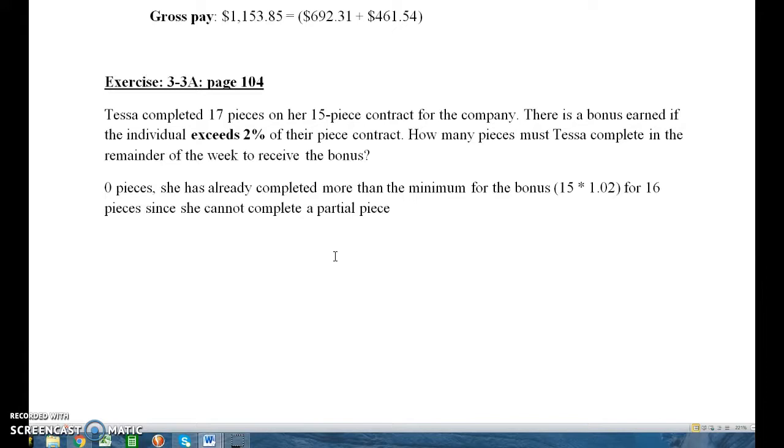Remember, the minimum is 15 pieces. Multiply that by 1.02, which is 2%. So 15 times 2%, you only had to make 16 pieces since she cannot complete a partial piece. So she did exceed the piecework contract.